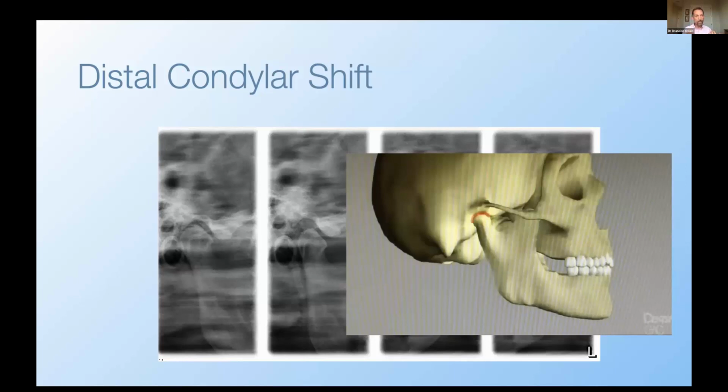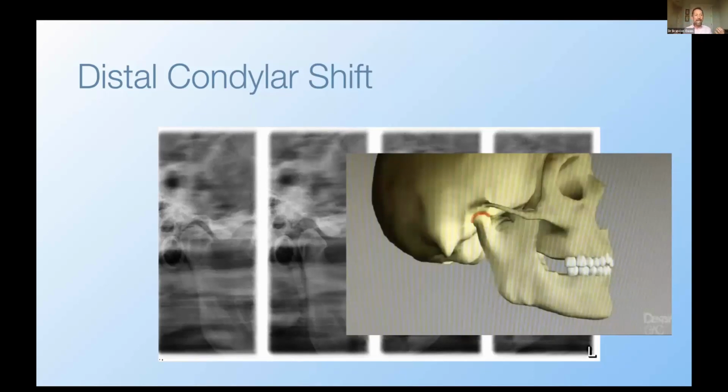Another really great trick is this: in a lot of these patients, deprogramming and finding centric relation is really tough, because as they start getting closer to MIP, the posterior temporalis fibers start firing and actually pull the bite back to avoid the collision of the centrals. So what you think is centric relation really isn't. It's an adapted centric being assisted by the posterior temporalis fibers.